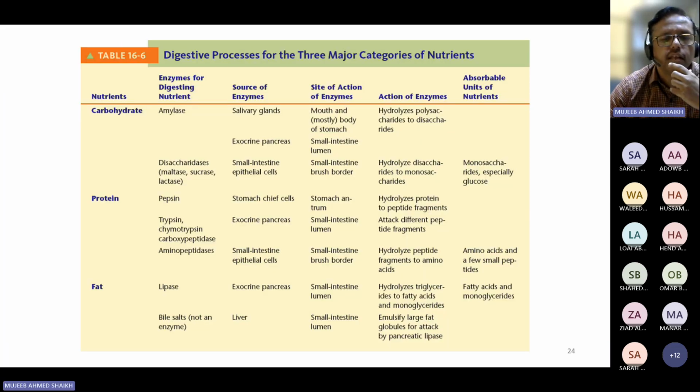This is a summary of the slide: where protein digestion takes place, where carbohydrate digestion takes place, and where fat digestion takes place in the different parts of the small intestine, different parts of the GIT. This is the whole GIT.